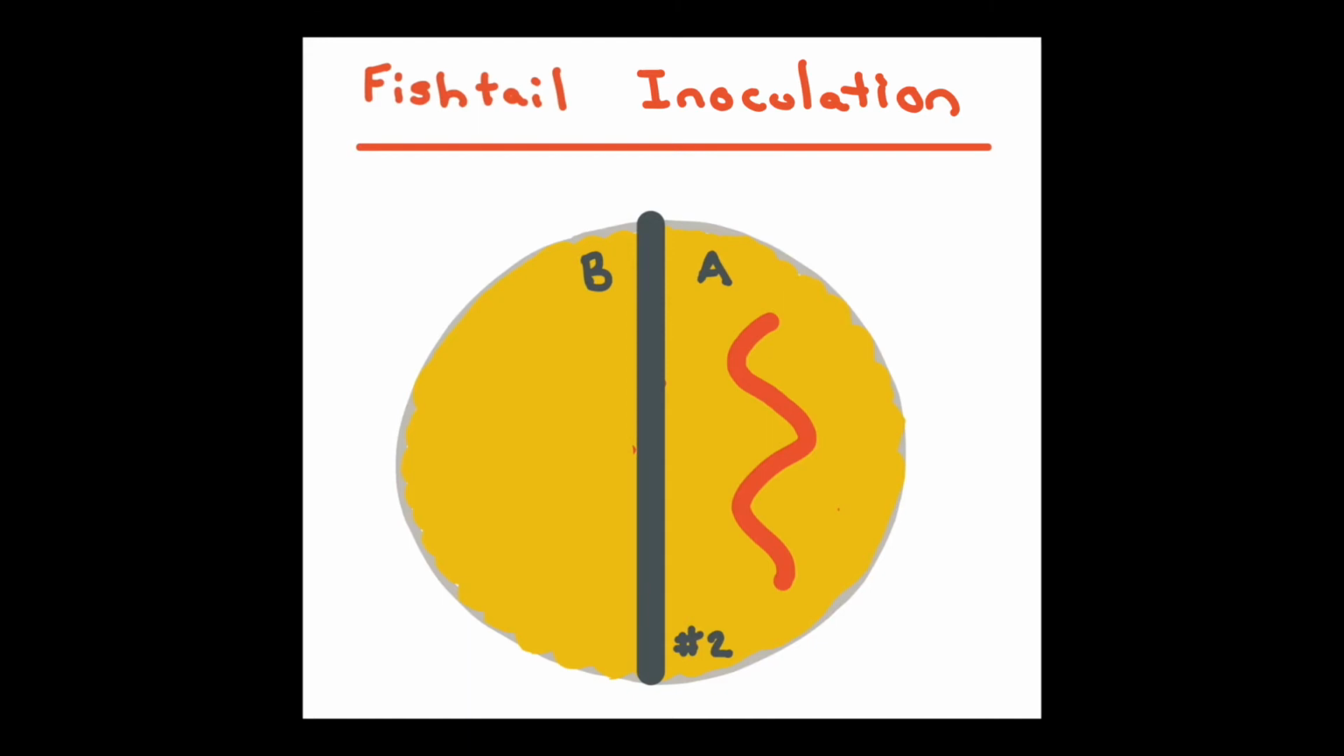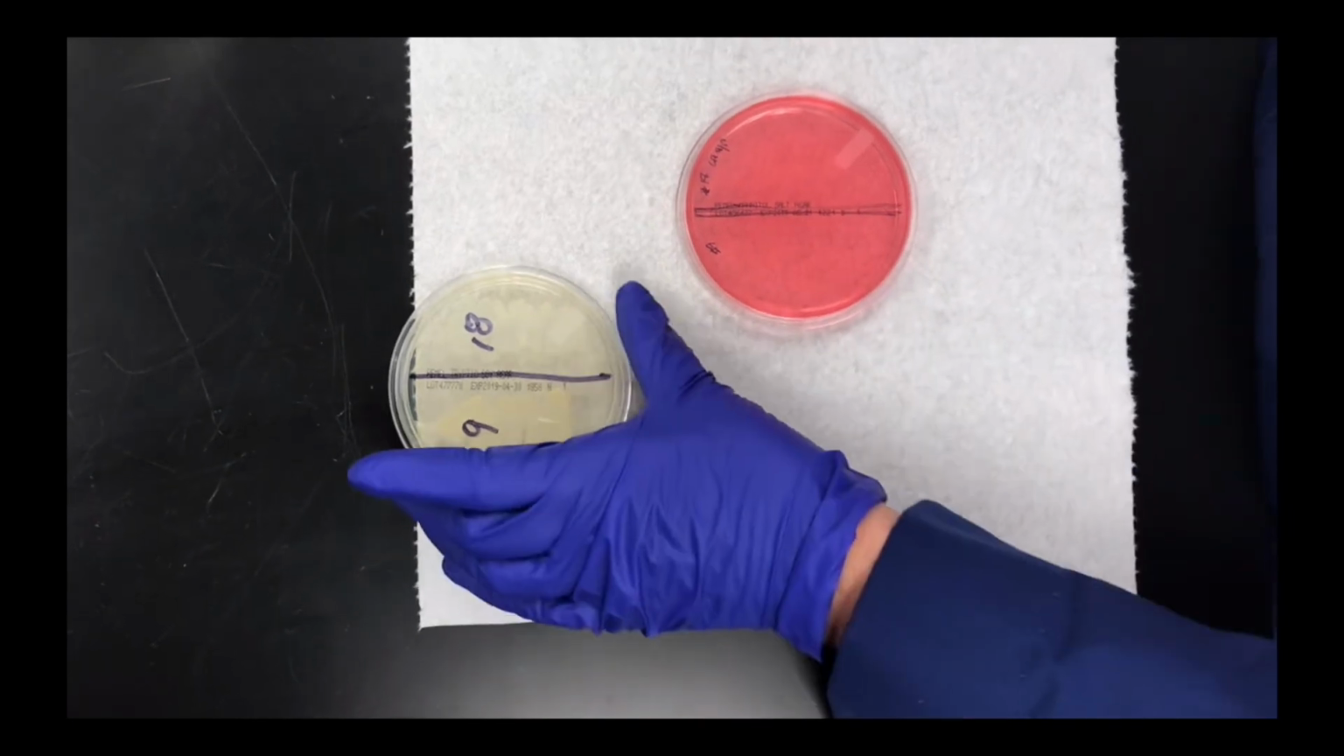Now, oftentimes when you do this, to make the most efficient use of the agar plates, which are expensive, you'll divide the plate into two halves, as you see here, and you'll do 2 fishtail inoculations, one on each side. What this would look like live is like so.